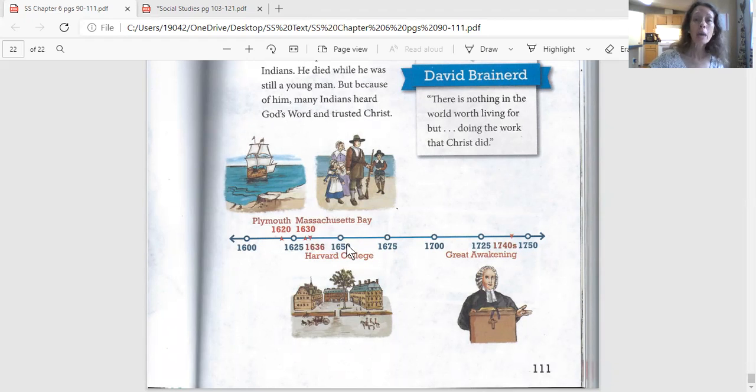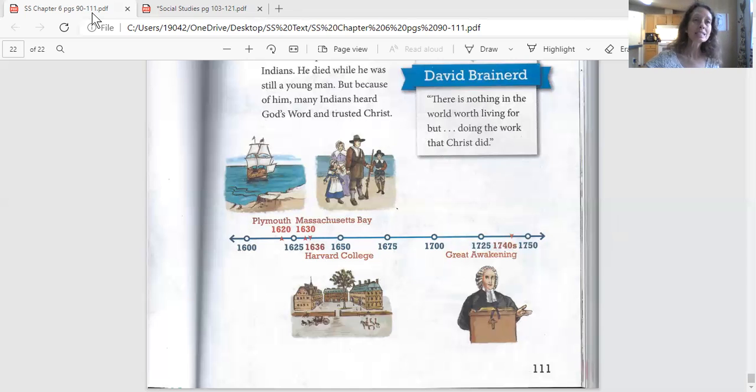Then nothing happens for a very long time until we get all the way over to the 1740s, and then the Great Awakening happens. And what this timeline tells you is that it was a long time between the colonies and Harvard College and the Great Awakening. There was a long space of time before the Great Awakening happened, after all of these colonies were formed. That's what a timeline tells you. It gives you an idea of what happened when.